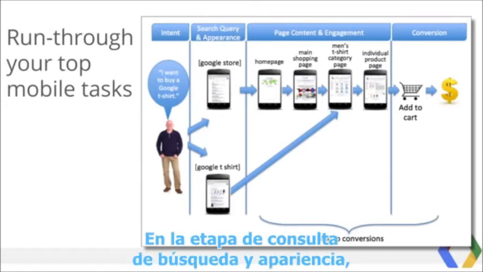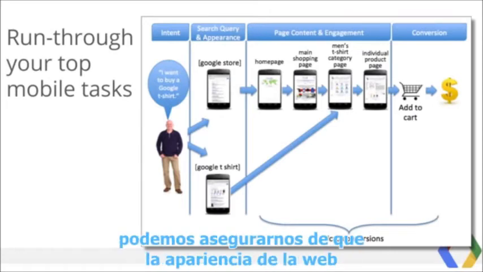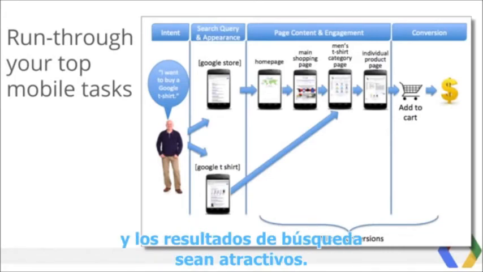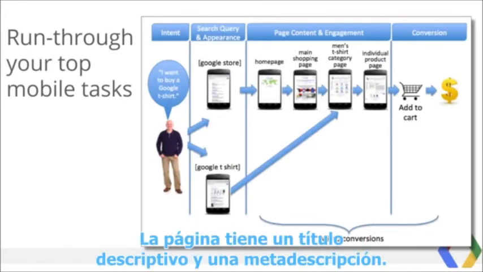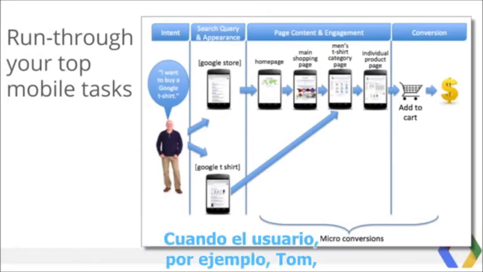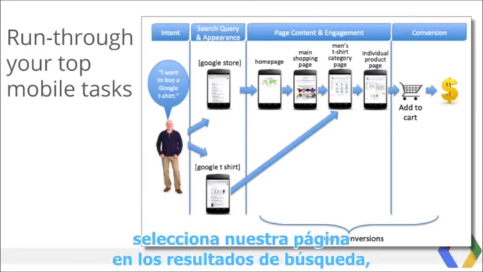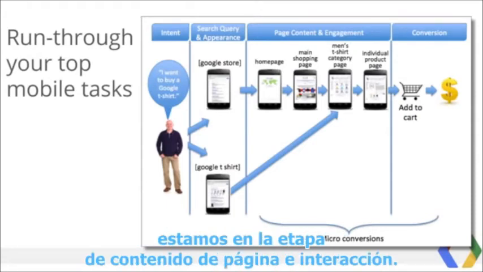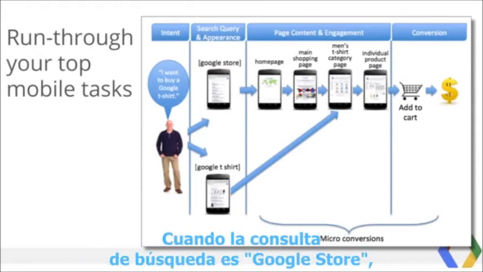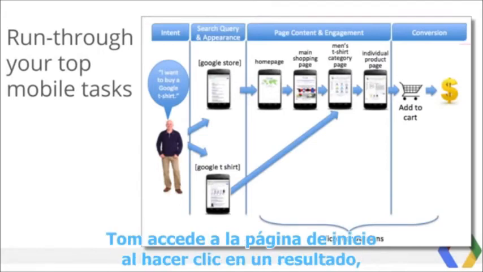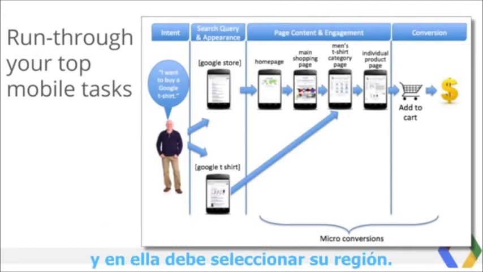In either case, we can start to outline the workflow and take note of each step. In the search query and appearance stage, we can make sure that our site's appearance in search results is appealing. The page has a descriptive title and meta description. Once the user, let's pretend his name is Tom, selects our page in search results, we're in the page content and engagement stage. In the workflow with the query Google Store, once Tom clicks the search result, he comes to our home page, where he must select his region.